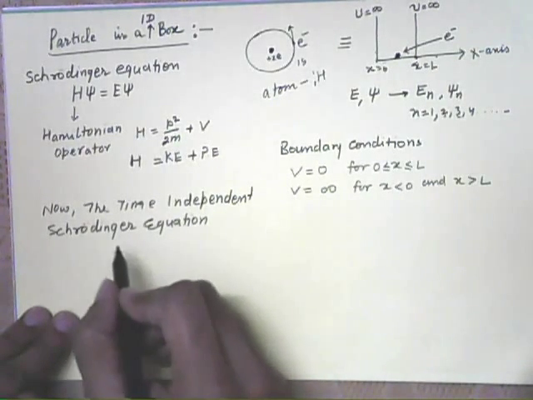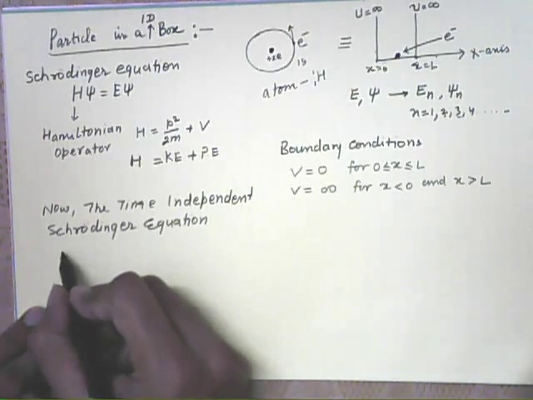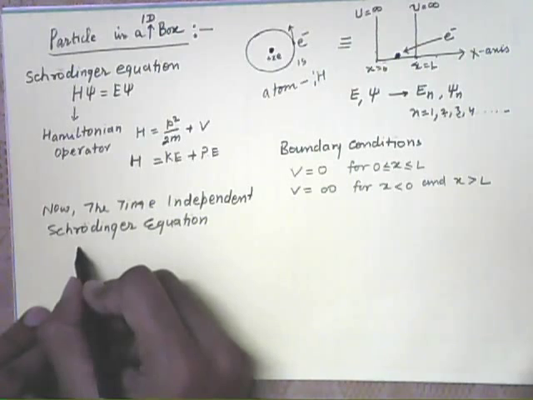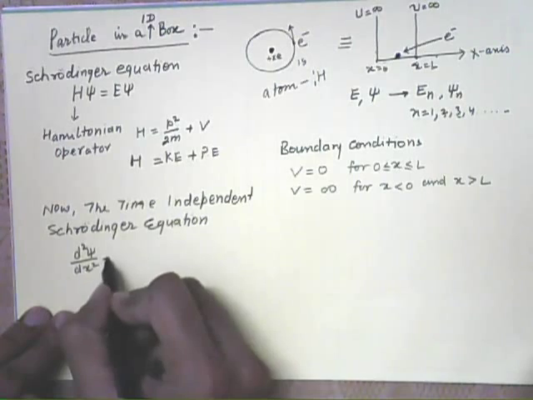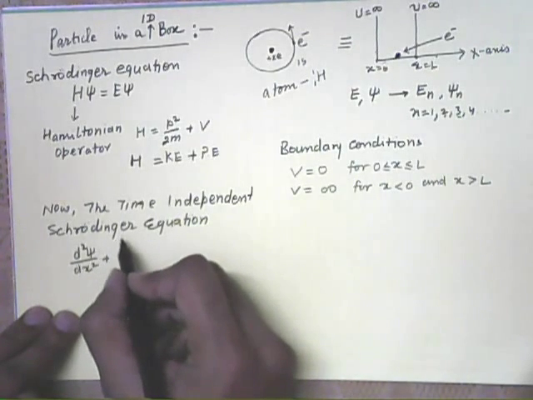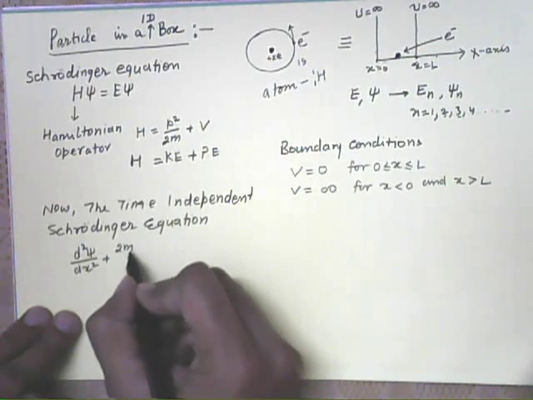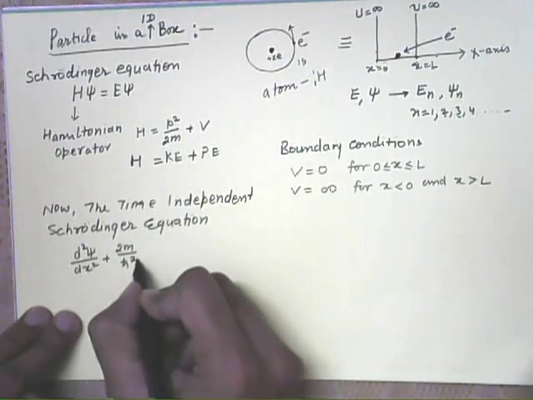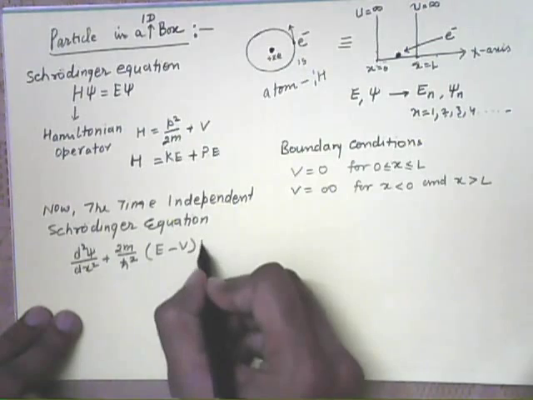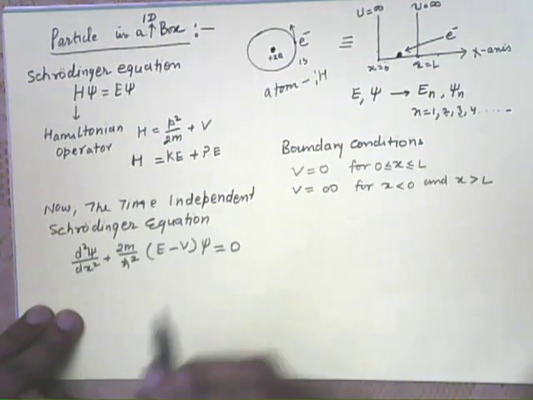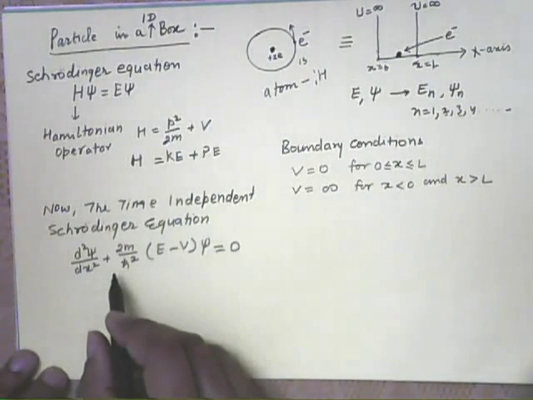First we have to write the Schrodinger equation for a particle, that is d2 psi upon dx square plus 2m upon h cross square (E minus V) psi is equal to 0. This is the Schrodinger equation, the time independent Schrodinger equation.